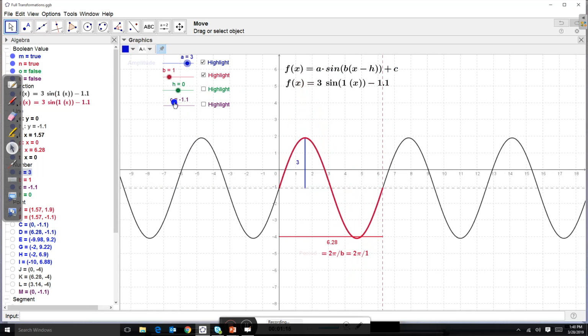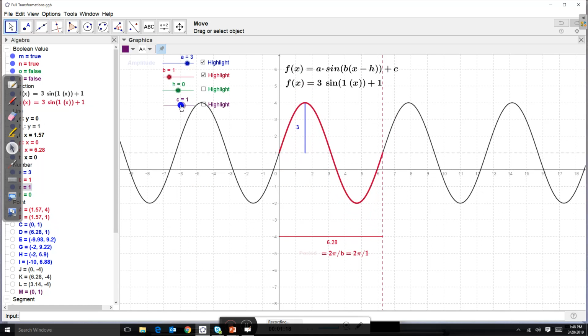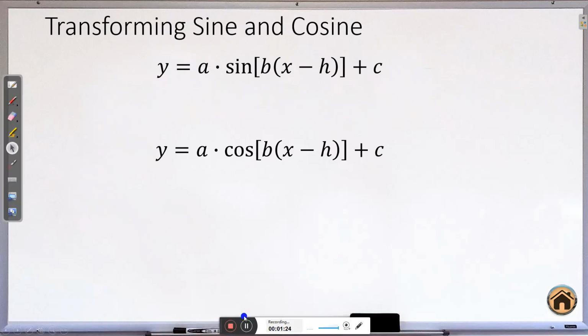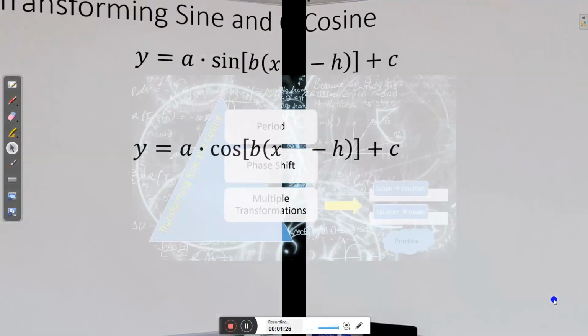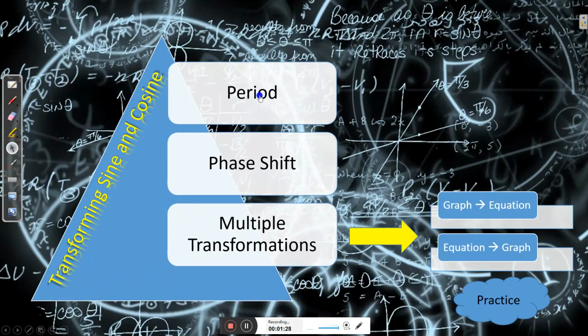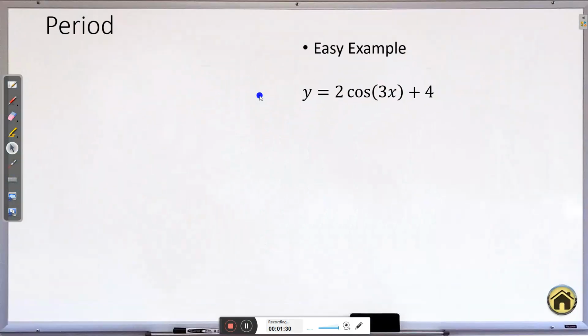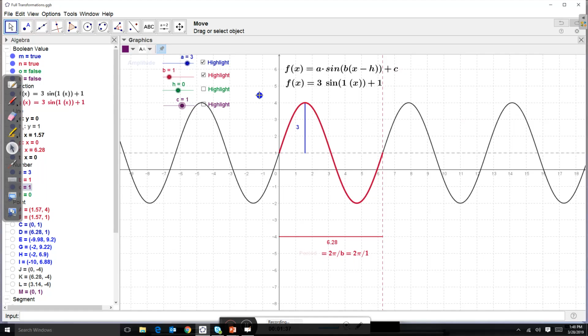So now we're going to do the other two letters, the b and the h. So that is going to be the period and the phase shift. So first we're going to start off with the period. So first we got to make sure we know what the period is. So let's take a look at that.